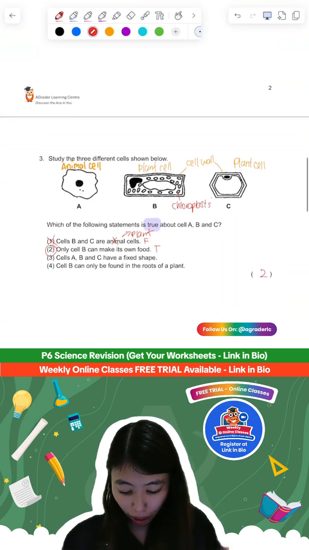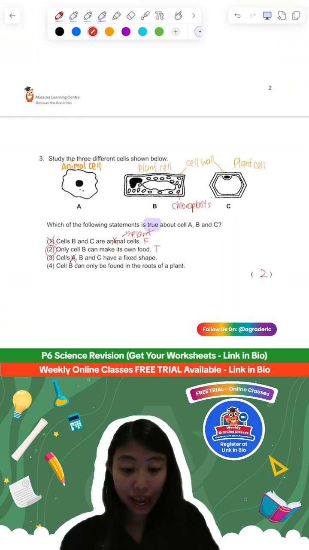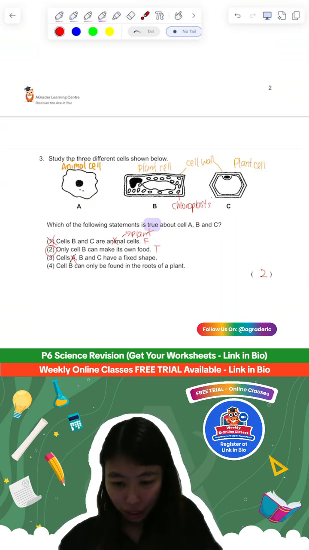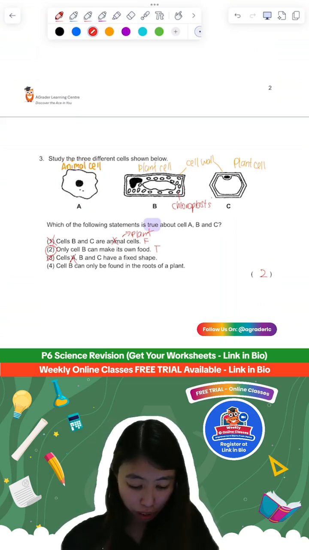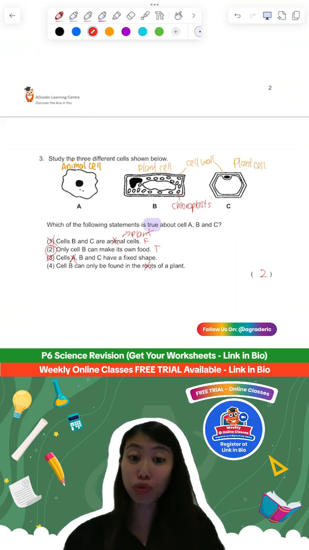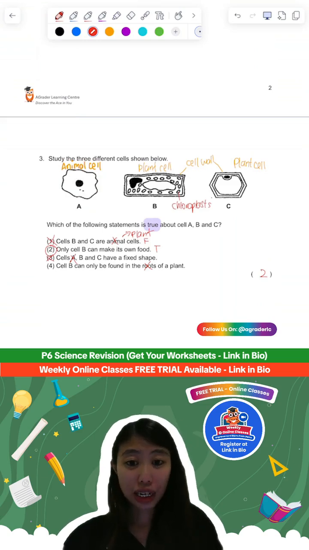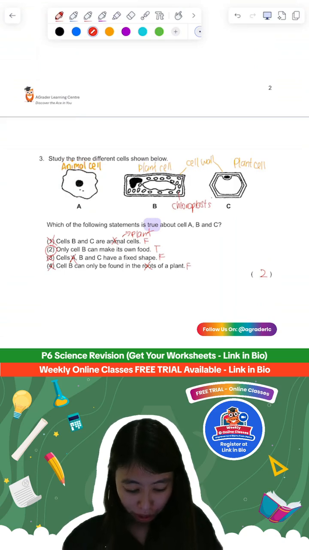Number three is wrong because A wouldn't have a fixed shape. Anything that does not have a cell wall does not have a fixed shape. Number four says that B can only be found in the roots. It cannot be found in the roots. It has chloroplast. Roots do not need chloroplast at all, because it doesn't help the plant to make food. So this one is also false. The answer is number two.